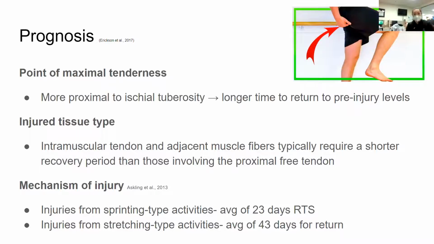And then moving on to the next point, injured tissue type. So intramuscular tendon or adjacent muscle fibers typically have a shorter recovery period than free tendons. And again, it's kind of the nature of what tissue is affected, right? Whether it's tendon versus more myotendinous or muscle fibers. And then mechanism of injury, Dexter went over the more sprinting type versus stretching type injuries. Those with more of a sprinting type injury averaged 23 days to return to sport. And those from stretching averaged a little bit longer, 43 days for a return to sport.